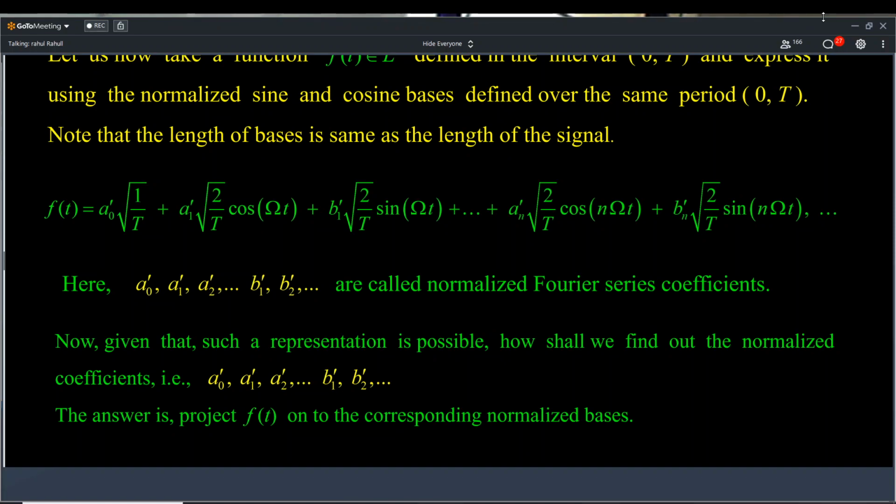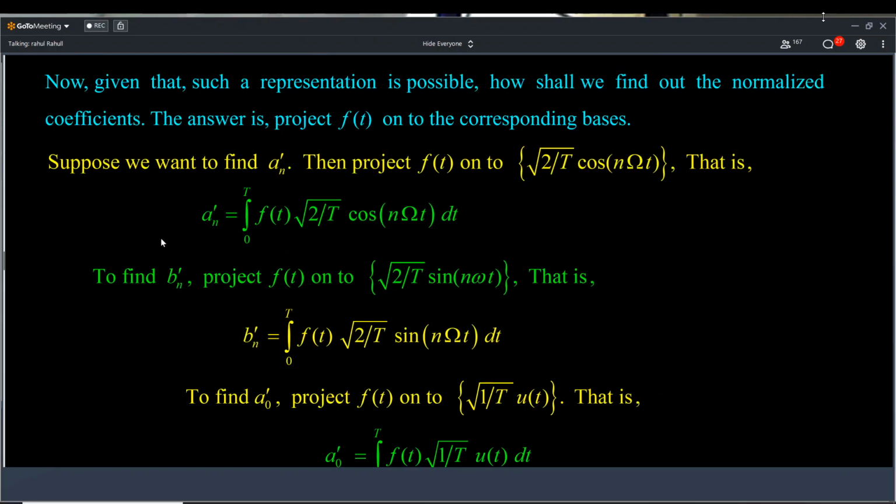The process remains the same. And what is that process? Project the function. Now f(t) you have to project on this normalized base. Which is the normalized base? Suppose I want to calculate a1 dash. Then I have to project this f(t) on this normalized cosine, under root of 2 by T cosine of omega t.